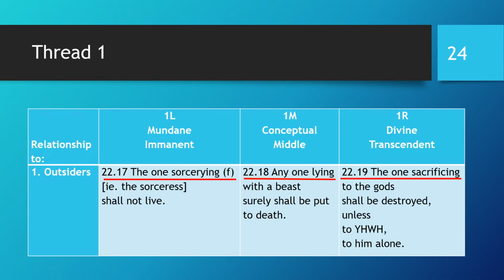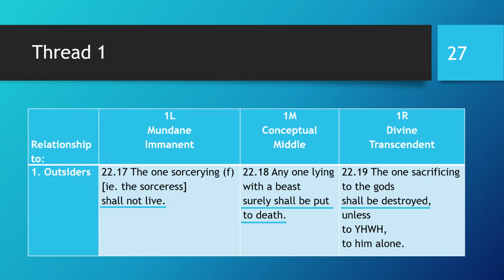The thread contains 3 forbidden actions: sorcery, bestiality, and idolatry. And all 3 receive divine sentence and in increasing severity. On the left, she shall not live. In the middle, he shall surely be put to death. And on the right, he shall be destroyed. It is clear that such individuals are persona non grata, outcast, not to be regarded as part of Yahweh's people or community.